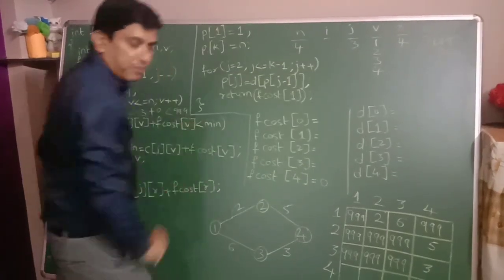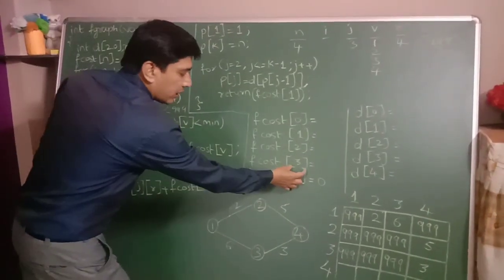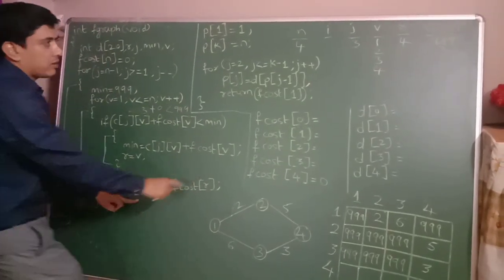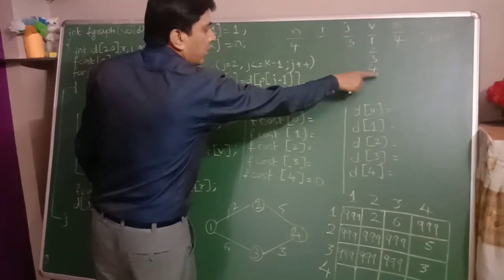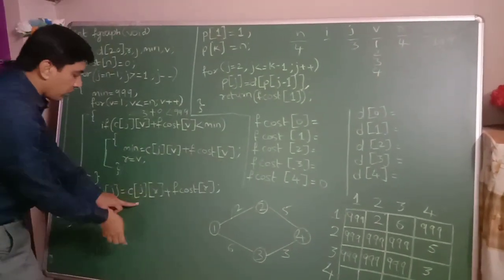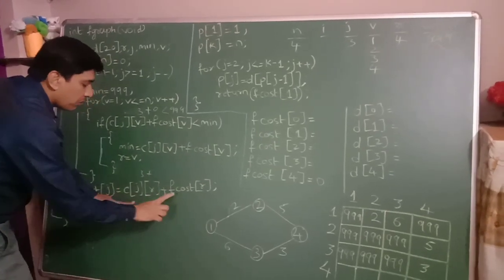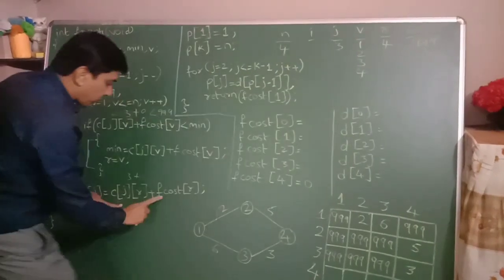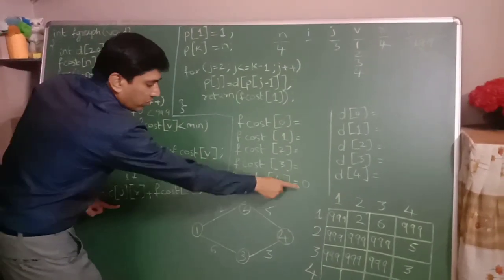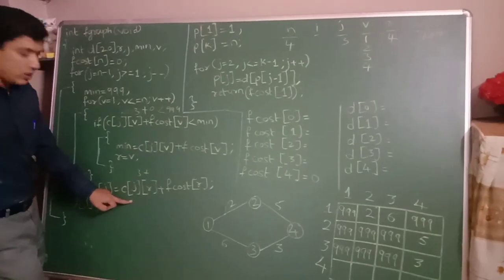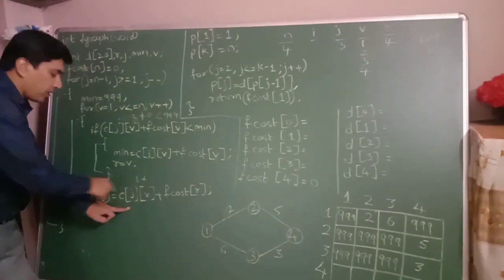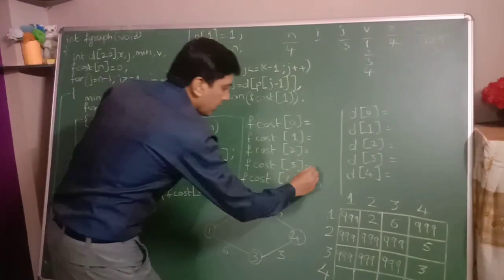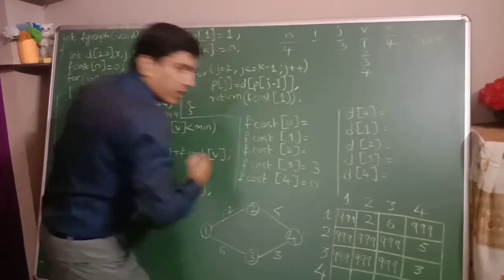Afterwards, f cost of j, value is 3, is equal to j v, that is 3 4, right? So 3 4 is 3 plus f cost of r. r value is 4, and f cost of 4 is 0 here. So 3 plus 0 will be 3 only. Now f cost of j, that is 3, is equal to, here 3 will be initialized.